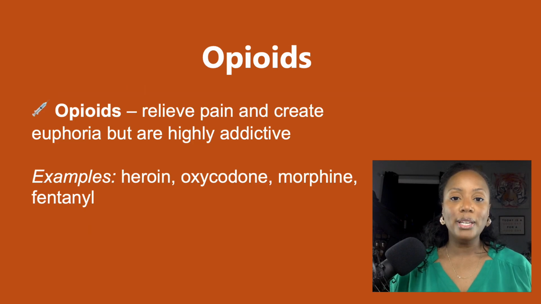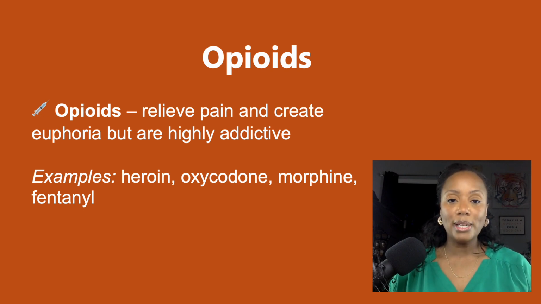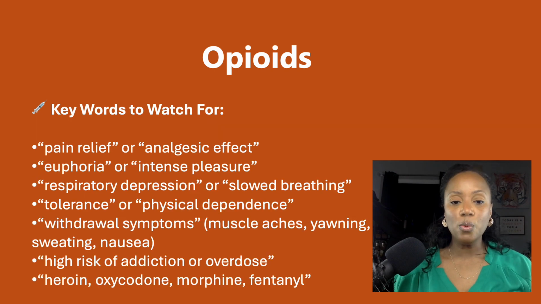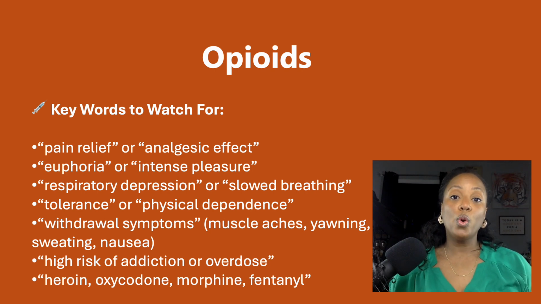The next category is opiates. They relieve pain and create euphoria, but are highly addictive. Some examples of opiates include heroin, oxycodone, morphine, and fentanyl. Watch for keywords such as pain relief, euphoria, withdrawal symptoms, tolerance, or slow breathing. Most likely they are pointing towards the drug category of opiates.